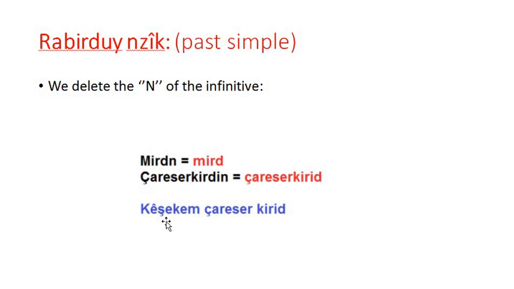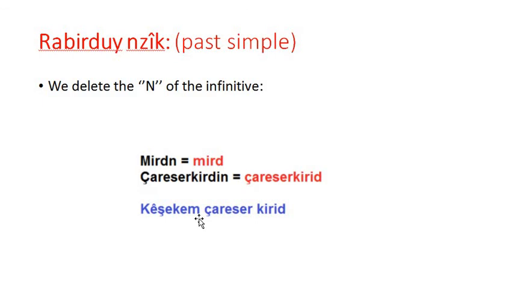For example, I say keşakam çareser kirt, means I solved the problem. Why don't you add anything to kirt? Here you don't need to add anything, okay? You say keşakam, this M, look, kesha, without this ke. Kesha means problem. When we add ake, it became the problem. When we add m, it became possessive.